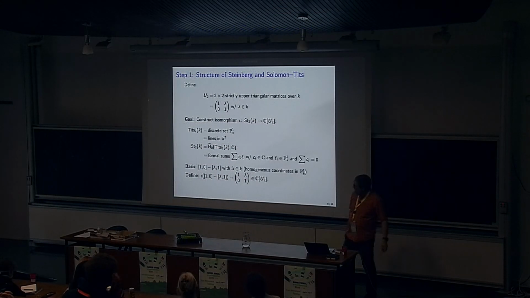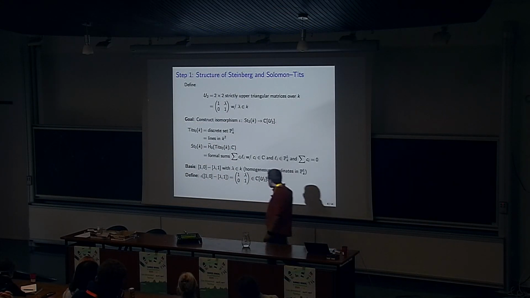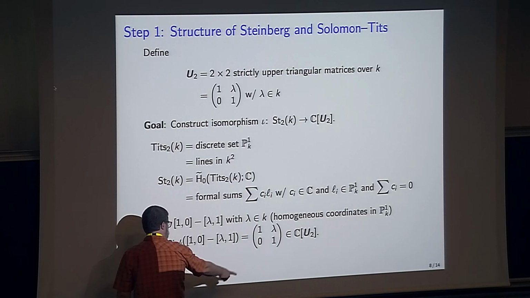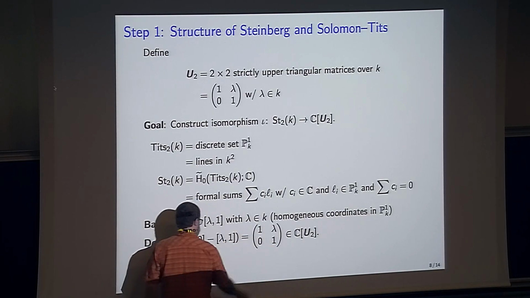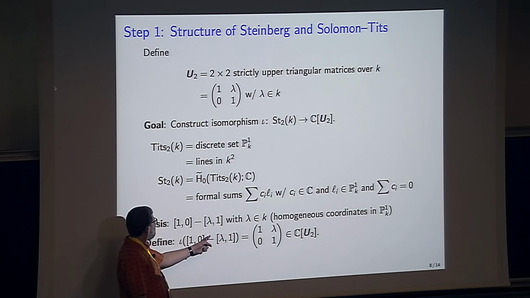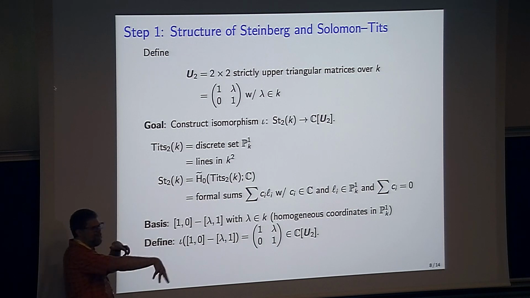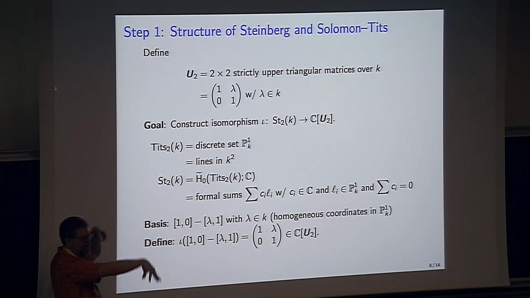The isomorphism iota just takes this basis element, 1, 0 minus lambda, 1, to the matrix 1, lambda, 0, 1. This is a basis element for the Steinberg representation. This is a basis element for the group ring, right? So I've just put the bases in bijection with each other in the most naive possible way. So it's a vector space isomorphism.